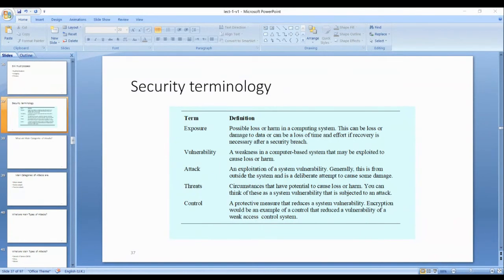Vulnerability is a weak security, so a hacker can penetrate inside the system and cause the system to crash or steal the data. Attack: the system is under attack, under the attack of a hacker.